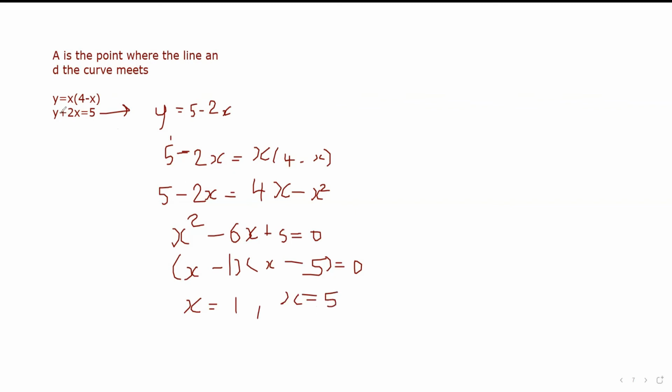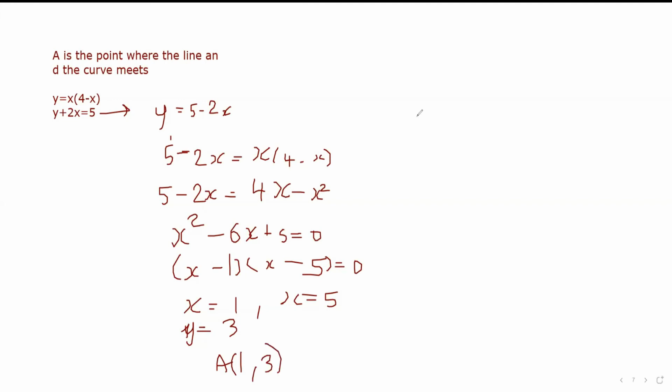Now, when x equals 1, Marika, let's see. When x is 1, you get 1 times 4 minus 1. So the y value would be 5 minus 2, which is 3. So A is the point 1, 3. They might say, sir, why did you not use the 5? Come on, we had to throw away the 5.